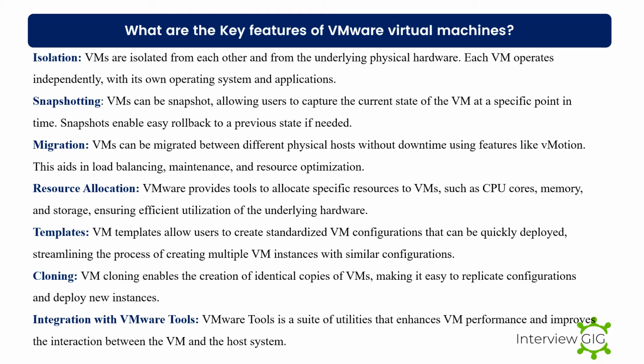Migration. VMs can be migrated between different physical hosts without downtime using features like vMotion. This aids in load balancing, maintenance, and resource optimization. Resource allocation. VMware provides tools to allocate specific resources to VMs, such as CPU cores, memory, and storage, ensuring efficient utilization of the underlying hardware. Templates. VM templates allow users to create standardized VM configurations that can be quickly deployed, streamlining the process of creating multiple VM instances with similar configurations.